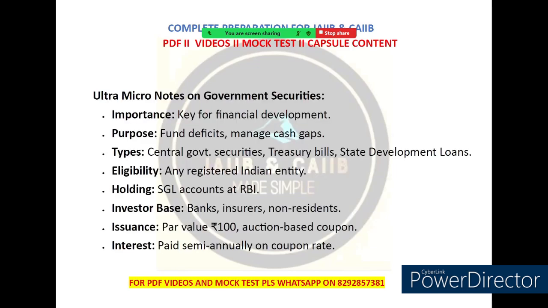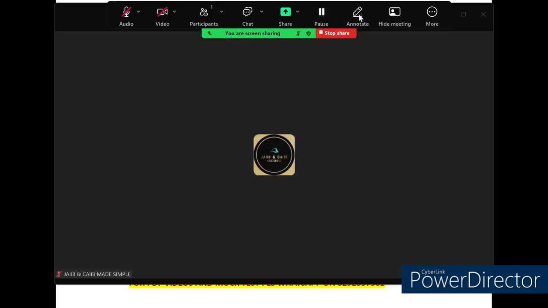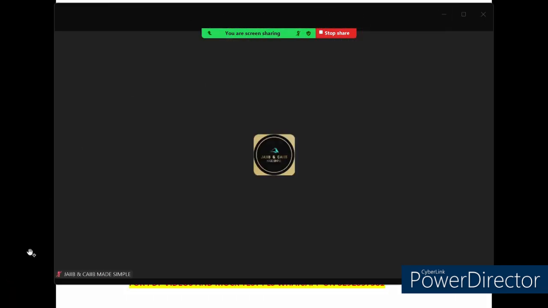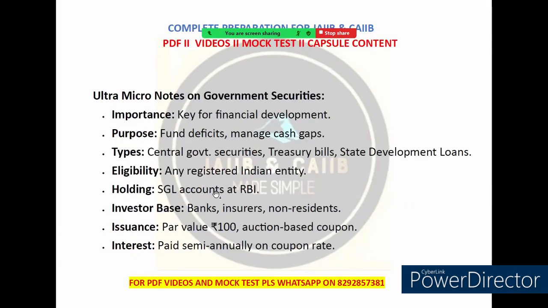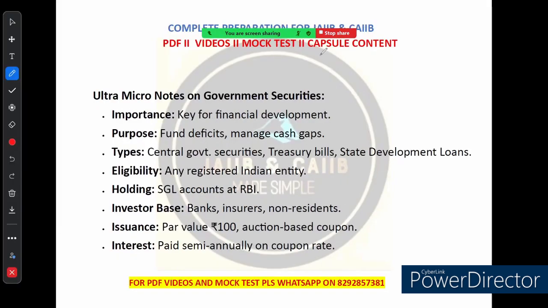See, we will discuss two key types of investment in India. The first is called government securities, and the second is called dated security. So what is it all about? Government securities are super important for Indian financial development, and think of them as a way the government raises money to fund its expenses, like covering deficit or managing cash gaps. There are three main types of it: central government security, treasury bill, and state development loan.